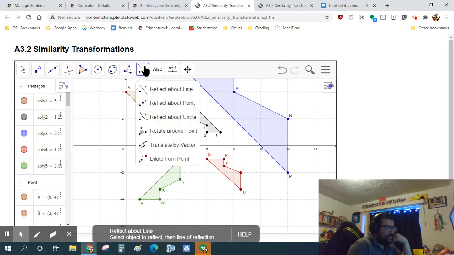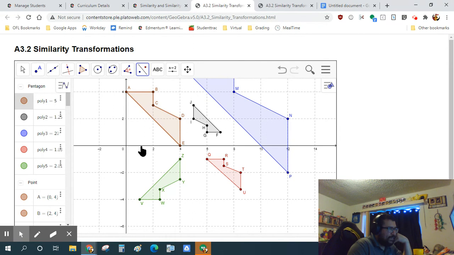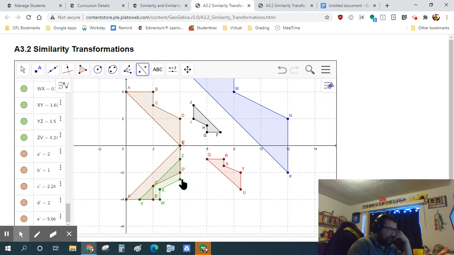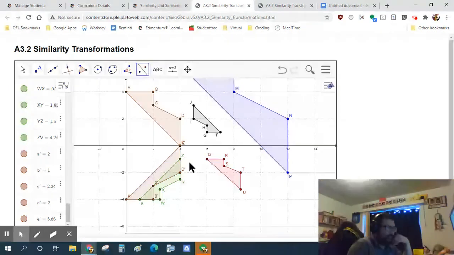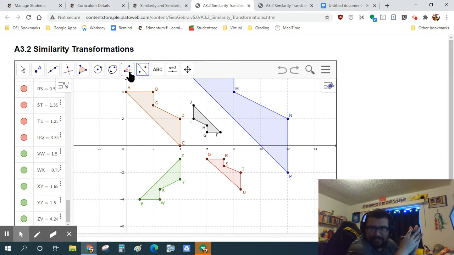Go to my transformation tools. I'm going to reflect about a line. So I click the shape that I want to reflect, I click the x-axis, and it looks like this one's smaller. Let's see how much smaller. I'm going to undo that for a second because I should make this smaller first. Making the dilation first is easier, because if you dilate it, then you can do all your translations easier.